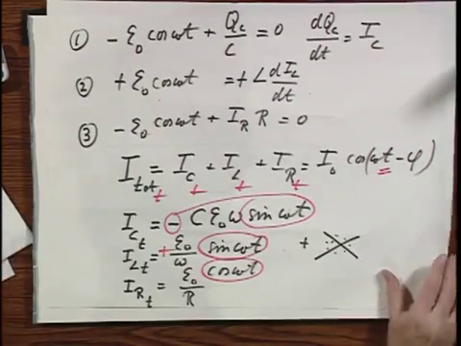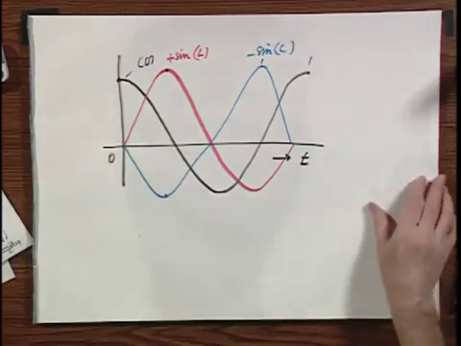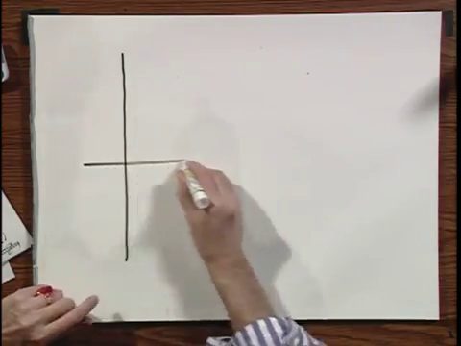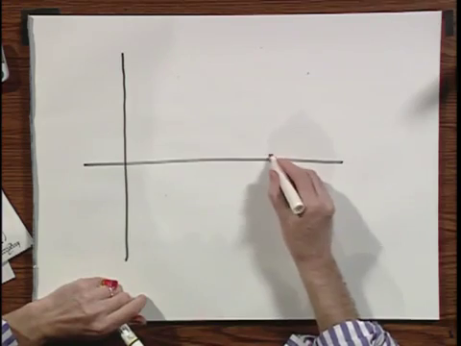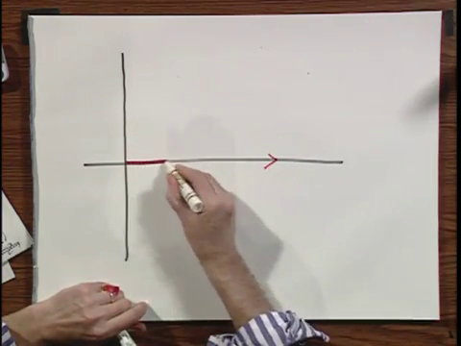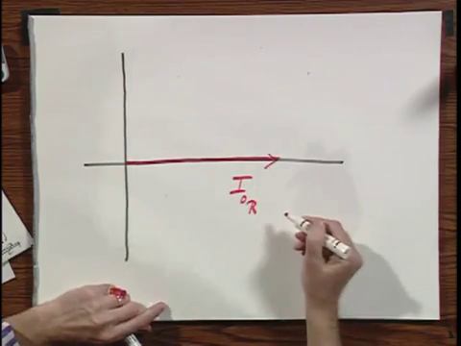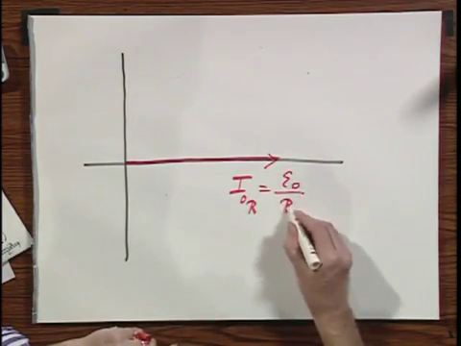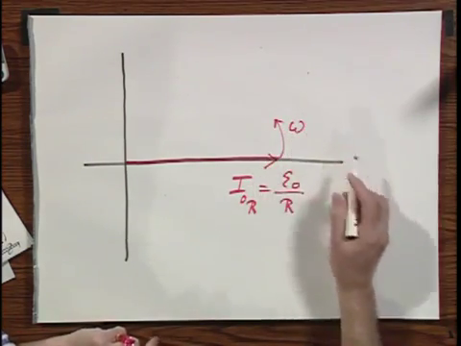And therefore, this problem is screaming for a phasor diagram. A phasor diagram will tell me all the answers. I have here a vector, I0R, this is the amplitude of the current, which equals E0 divided by R. This one rotates around with angular velocity omega.